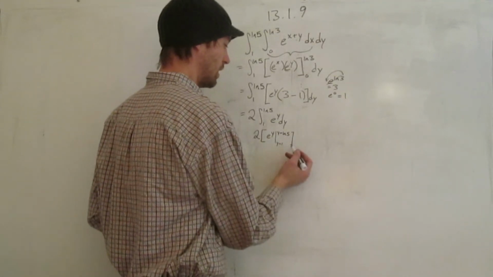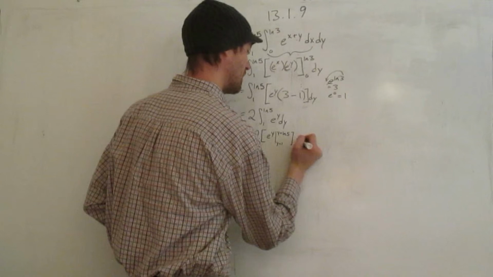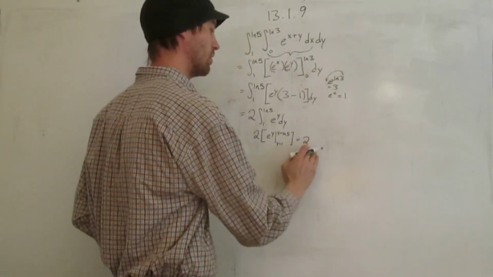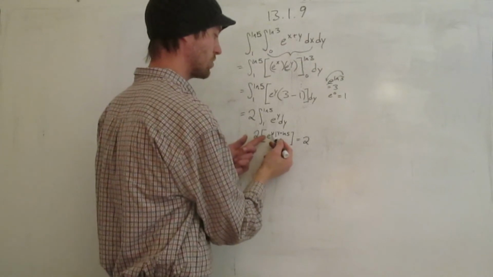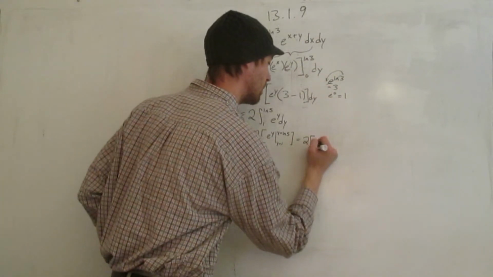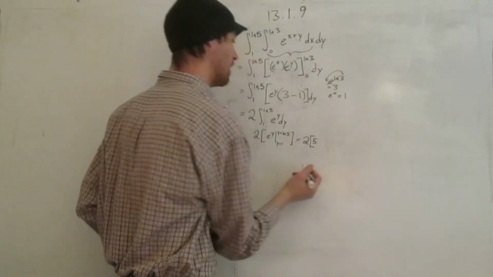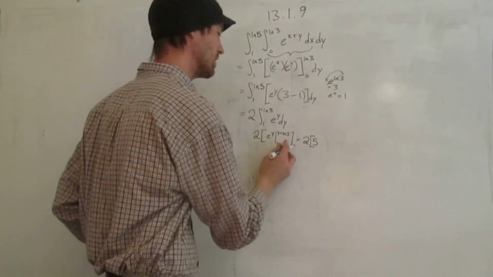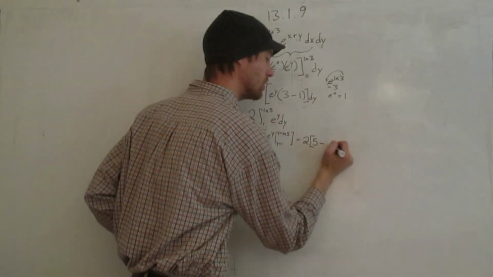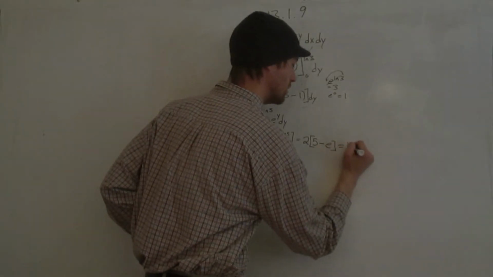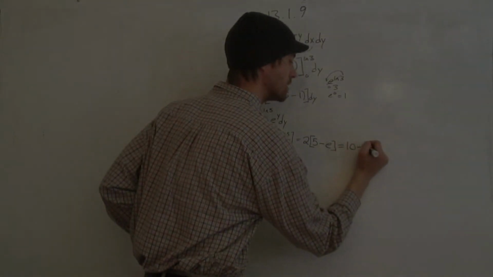So now, evaluating it, we have 2 times, now remember as before, e to the natural log of 5, the e to the natural log cancels, so we just get 5. And we have minus e to the 1, so e to the 1 is just e. So our final answer equals 10 minus 2e.